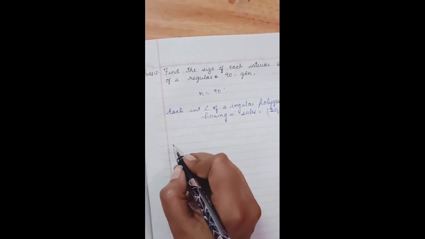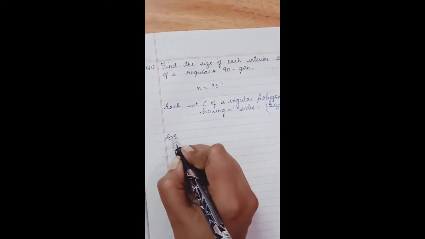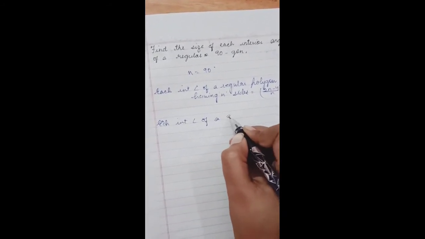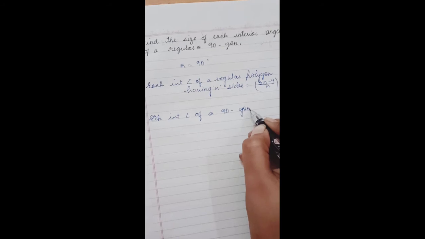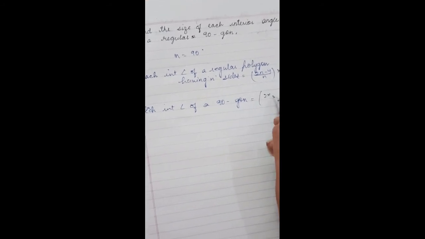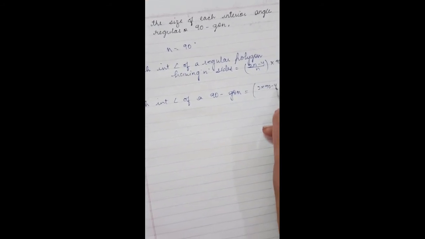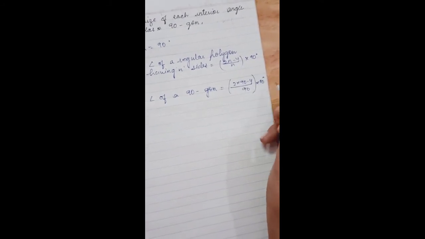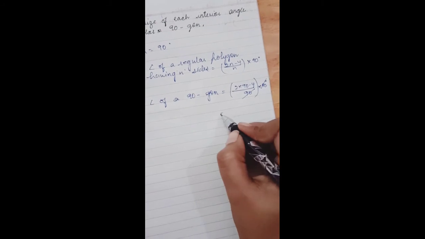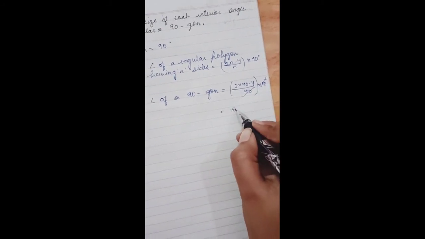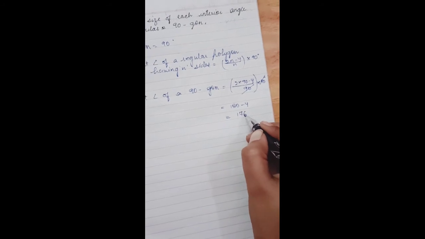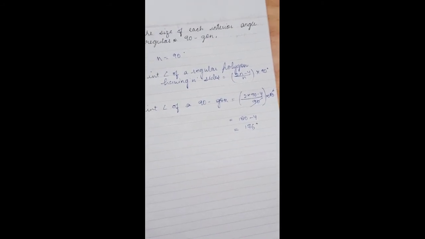Now we find each interior angle of a 90-gon is equal to (2 into 90 minus 4) upon 90 into 90 degrees. So this 90 cancels out. 2 into 90 is 180, minus 4. So here we get 176 degrees.